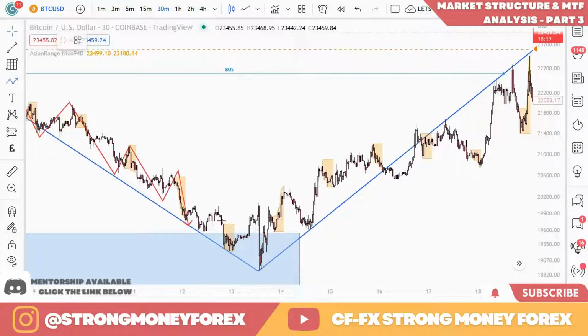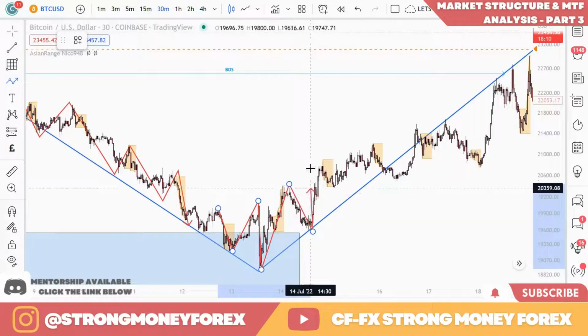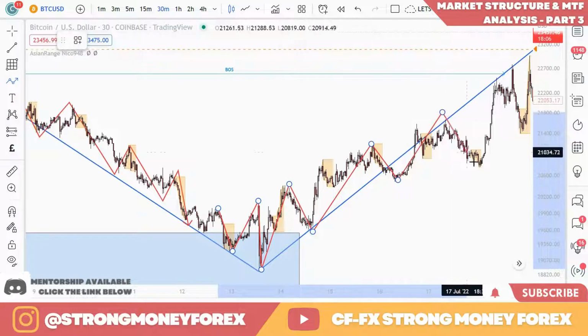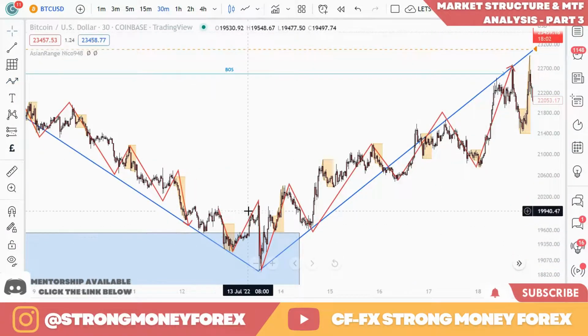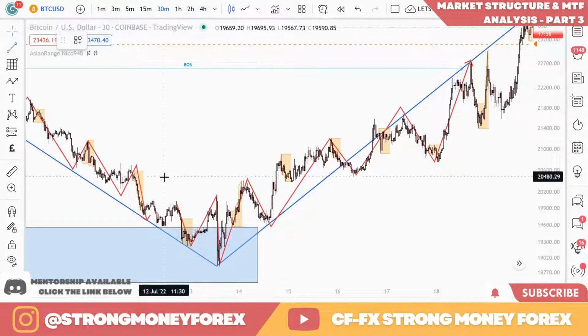Here we've had a change of structure, so this is now a break of structure here, so we'll mark that on. And then let's just mark these highs and lows. So this is now a new uptrend, because we've had this break of structure.